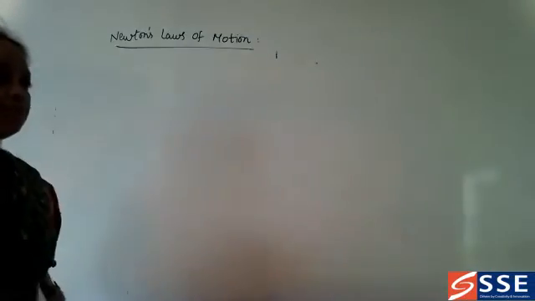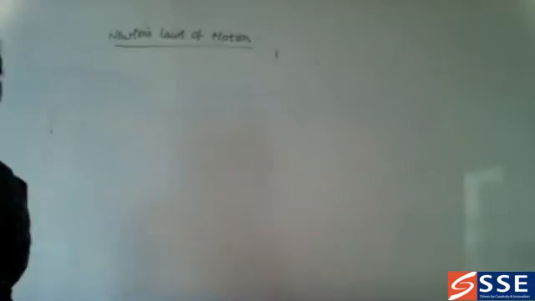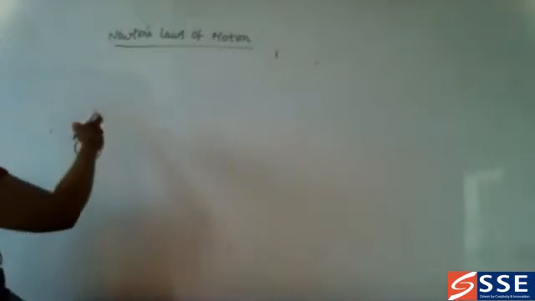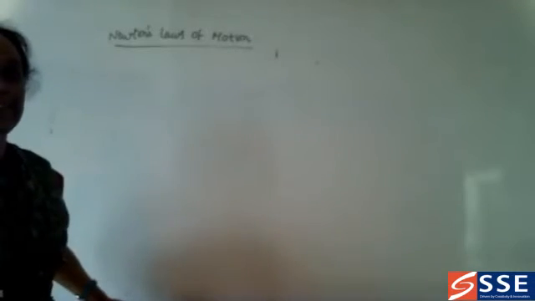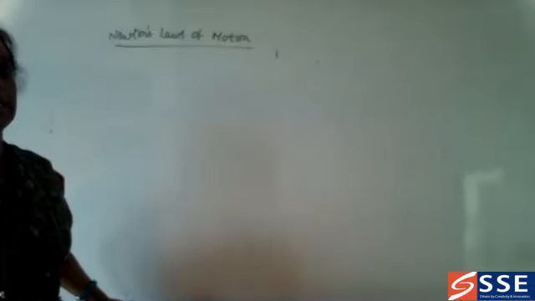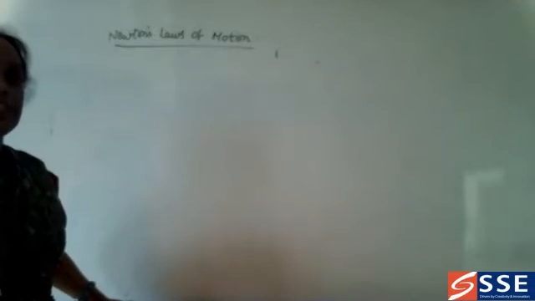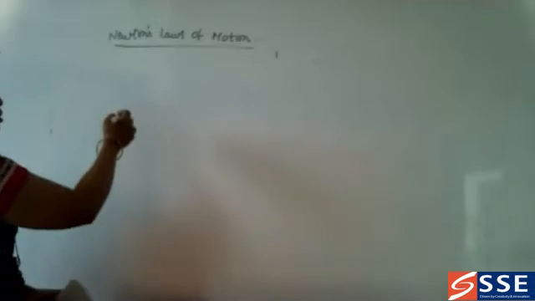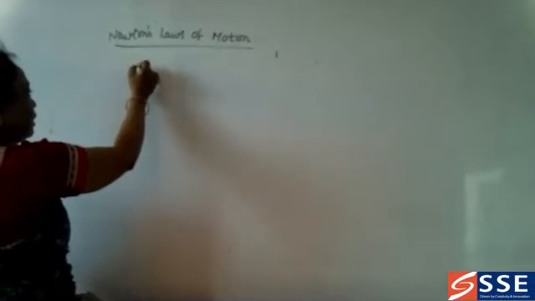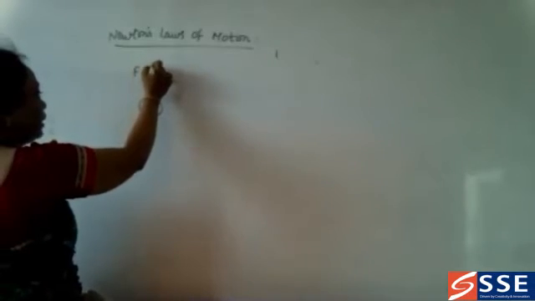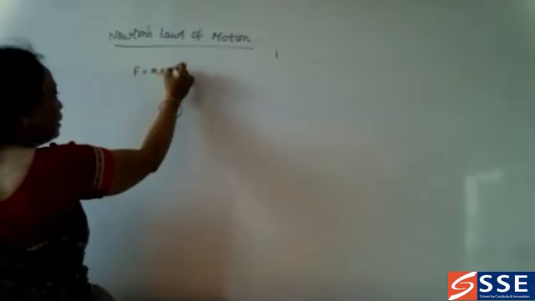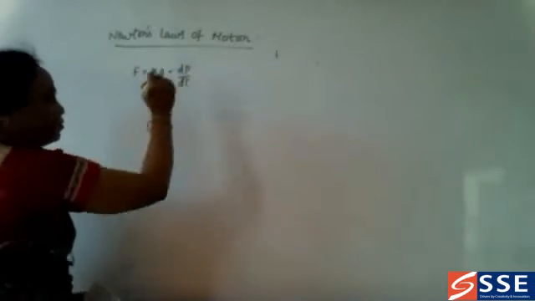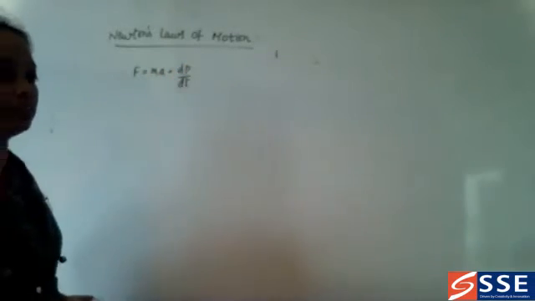So Newton's laws of motion. What are the important points regarding Newton's laws of motion? We know there are three laws: first law, second law, and third law. The first law is also known as the law of inertia. What is the formula for Newton's second law? Force is equal to ma, and similarly F equals dp by dt, that is the rate of change of momentum. We can also take this one.